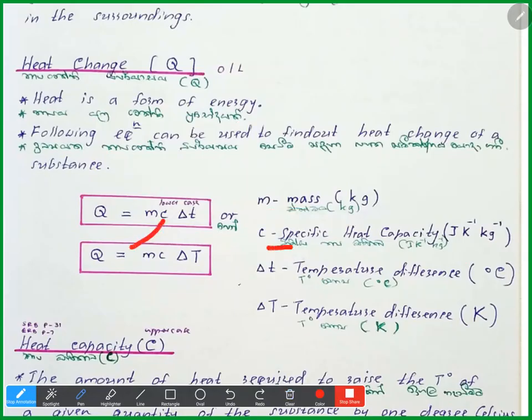c is specific heat capacity. The unit can be joules per Kelvin per kilogram. That Kelvin can be Celsius, kilogram can be grams, depending on the situation. This delta T means the temperature difference, either Celsius or Kelvin.